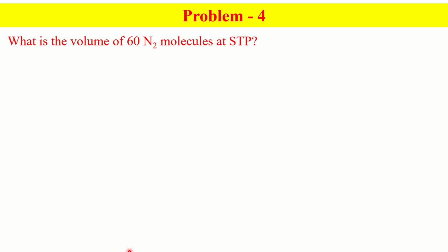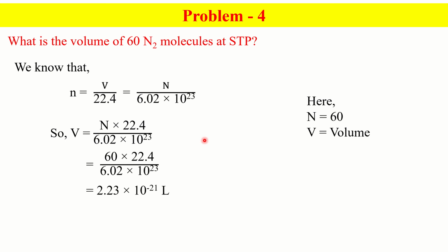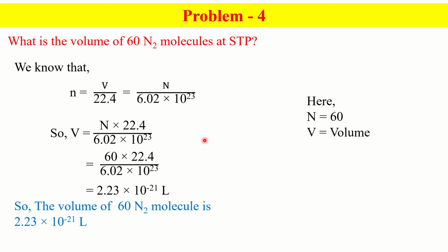Here also you can put the formula. Here N equal 60 is given. You have to find out V, and you know the Avogadro number Na. So we will put the formula n equal V by 22.4 equal N by 6.02 into 10 to the power 23. So V equal N into 22.4 divided by 6.02 into 10 to the power 23. And you will put the value of N, that is 60, and it comes 2.23 into 10 to the power minus 21 liter. It is the answer.